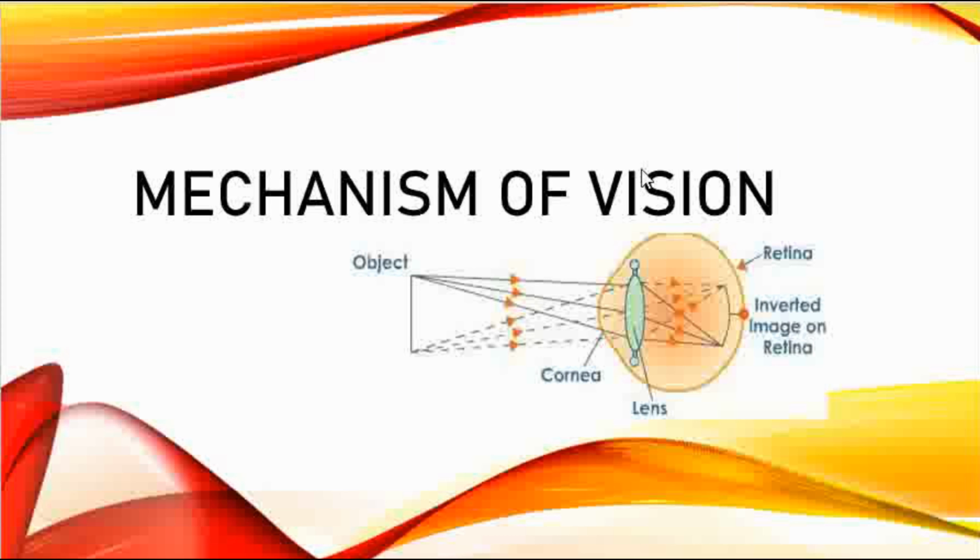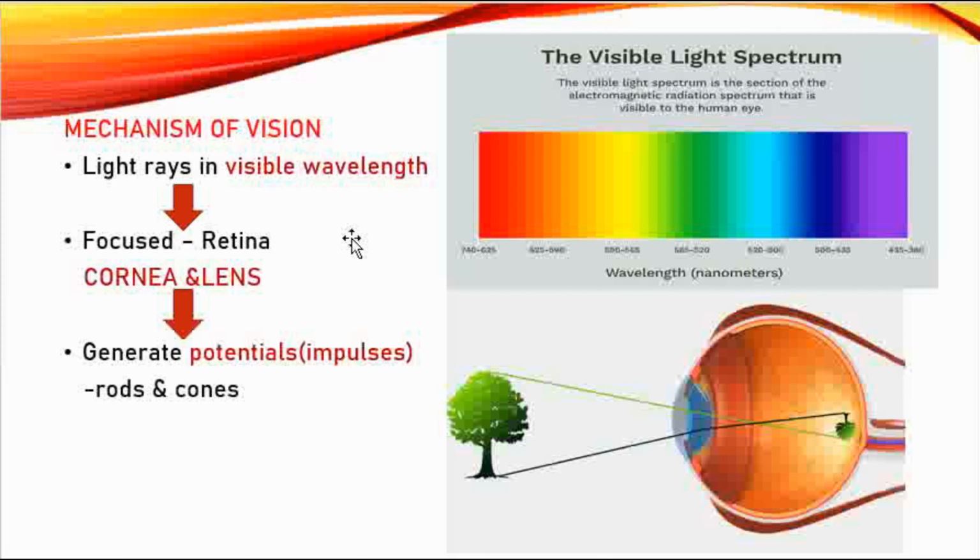So come, we'll see about the mechanism of vision. So first, if you see in this mechanism of vision, it is the light rays in the visible wavelength range, which is actually visible to our eye, which we can view. The light in the visible wavelength range will be focused through our cornea and lens on the retina of our eye.